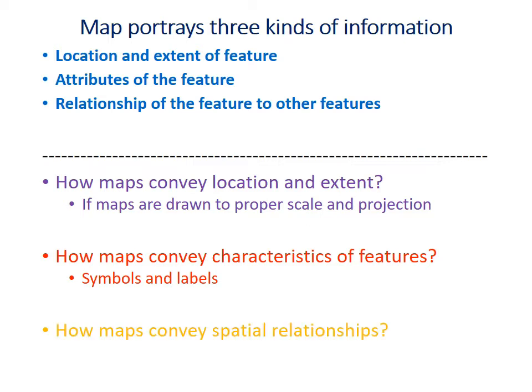And how maps convey the spatial relationship: which geographic feature is connected to other features, which geographic features are adjacent to another feature, which is called contiguous features, which geographic features are contained within an area, and which geographic features intersect each other. So all this information is implicit when we draw a spatial map, and thus we are able to understand the spatial relationship from the maps.